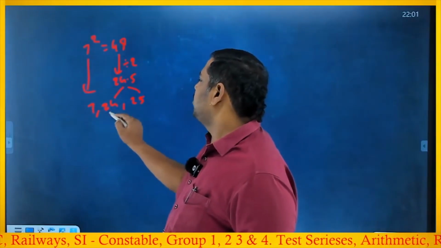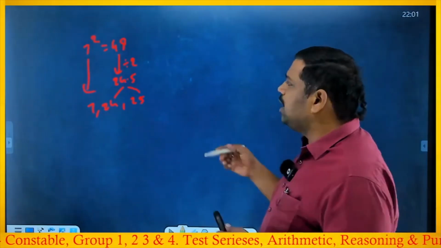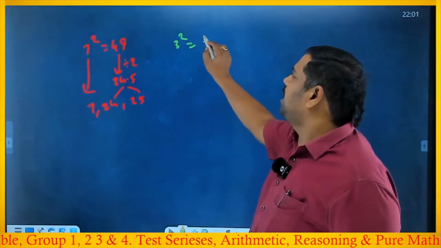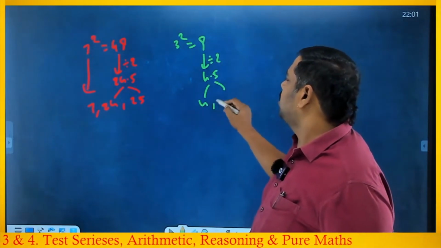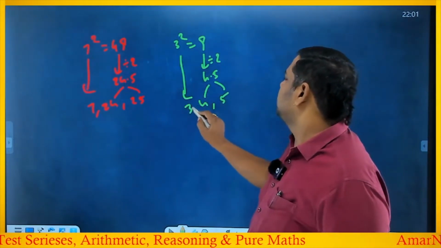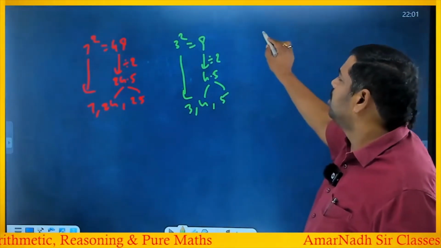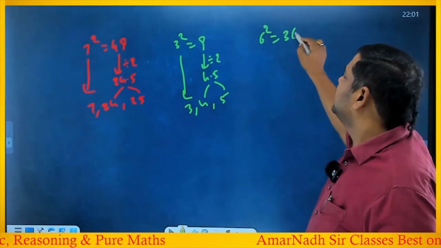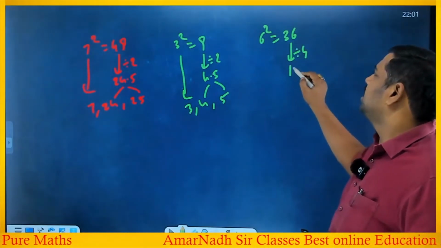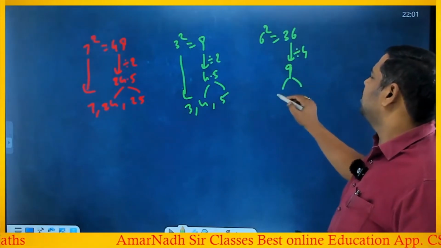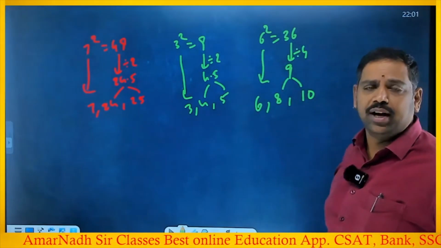So 7, 24, 25 forms a right angle triangle. Suppose you take any odd number, 3 square is 9, by 2 is how much here? 4.5. The previous and next natural numbers are 4 and 5. So 3, 4, 5 forms a right angle triangle. And suppose you take an even number, 6 square is 36. This time don't go with by 2, go with by 4. 36 by 4 is 9. The previous and next natural numbers are 8 and 10. So 6, 8, 10 forms a right angle triangle.